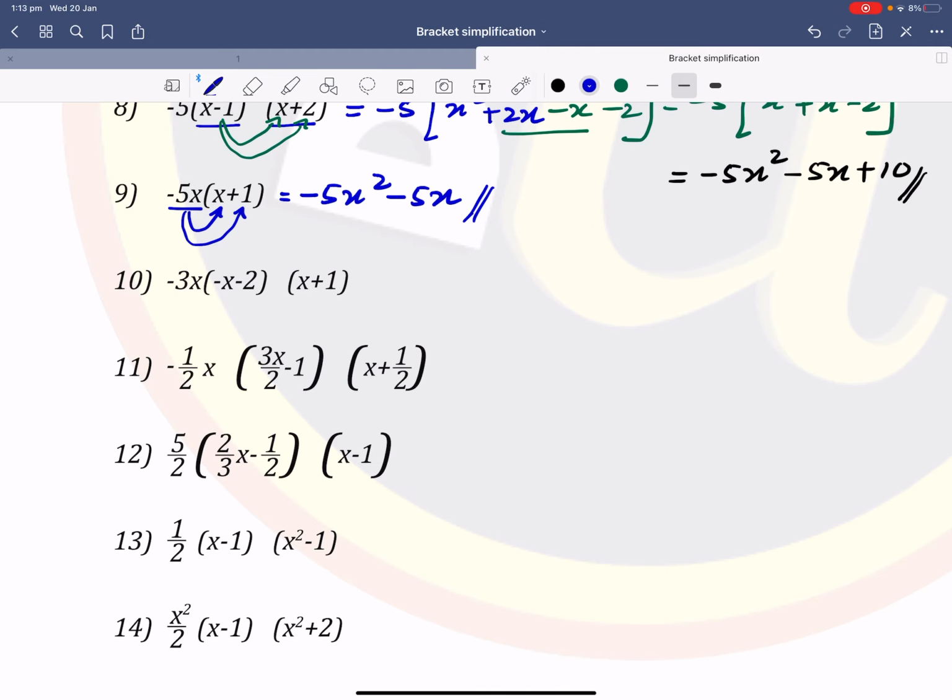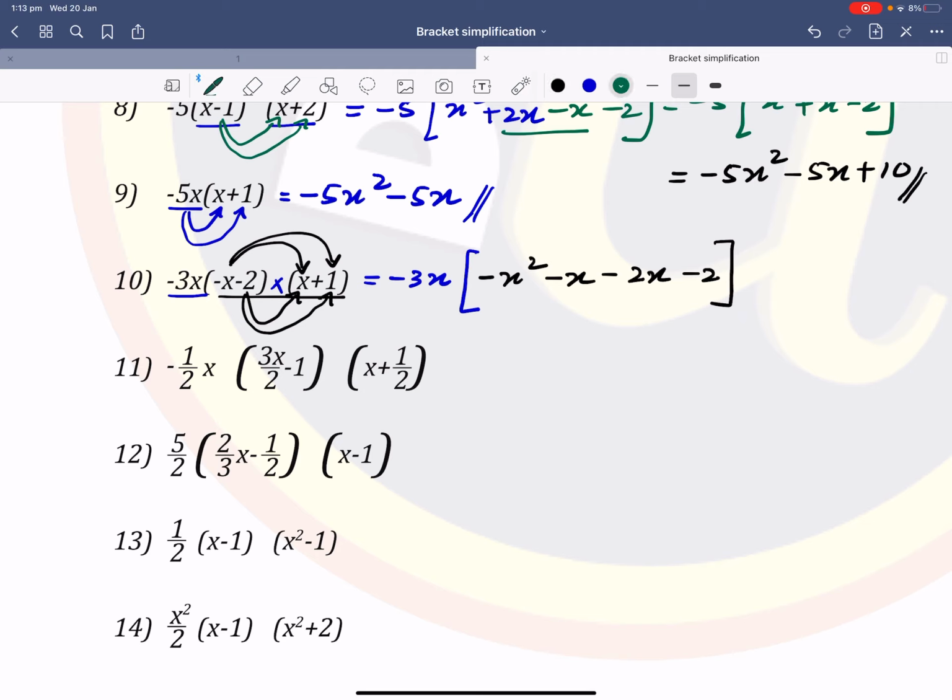The next question, I will keep minus 3x out. And then I'm going to consider these two brackets now. Minus x with x is going to be minus x squared. Minus x with 1 is going to be minus x. Minus 2 with x is going to be minus 2x. Minus 2 with 1 is going to be minus 2. Now we can simplify inside here, and that is going to be minus 3x. Now we can say minus 3x outside, minus x squared, minus 3x, minus 2.